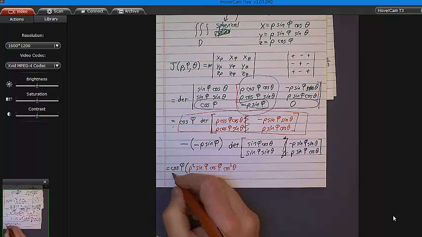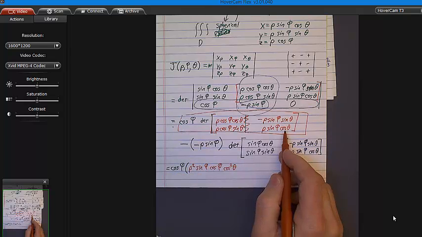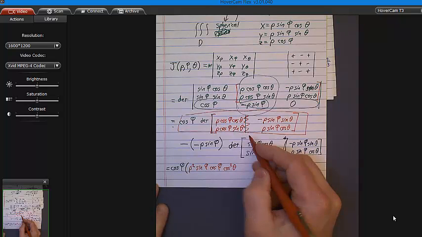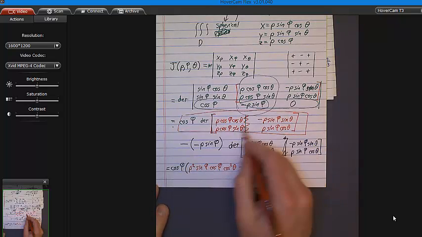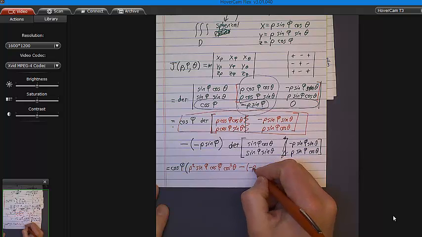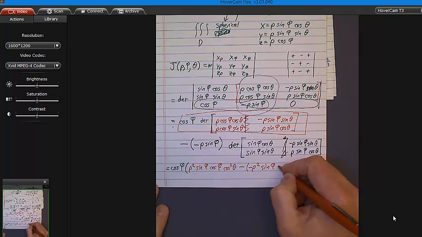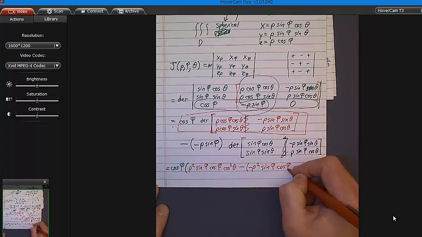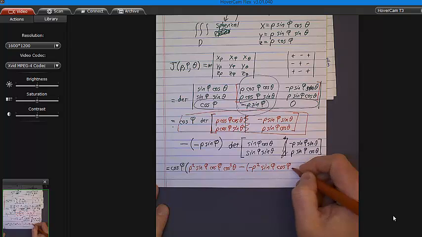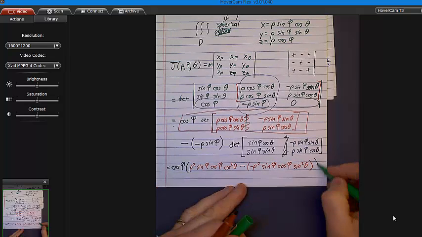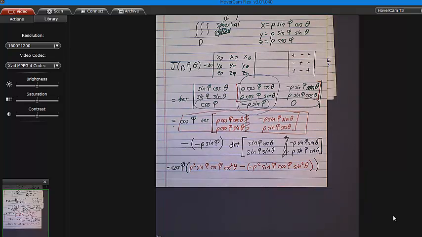So let's see, I get cosine phi times this stuff. And then I can write, oh wait, I didn't do this. Minus, and now when you do this, you get negative rho squared sine phi cosine phi, and then what? Would it be sine squared theta? Right? So all that times cosine of phi. Okay. Moving on.